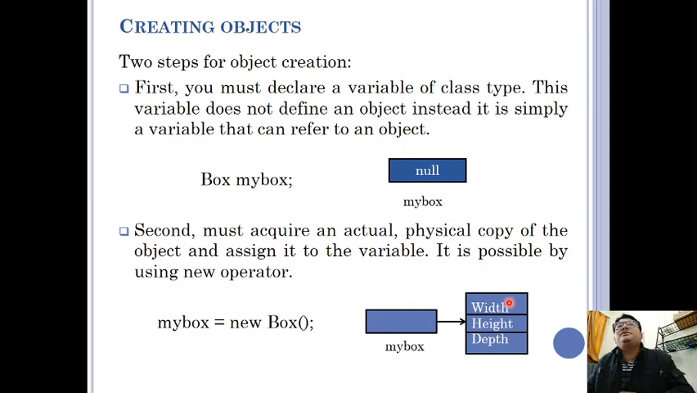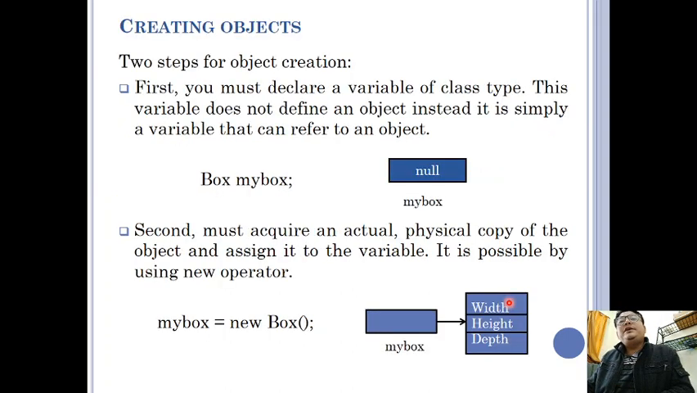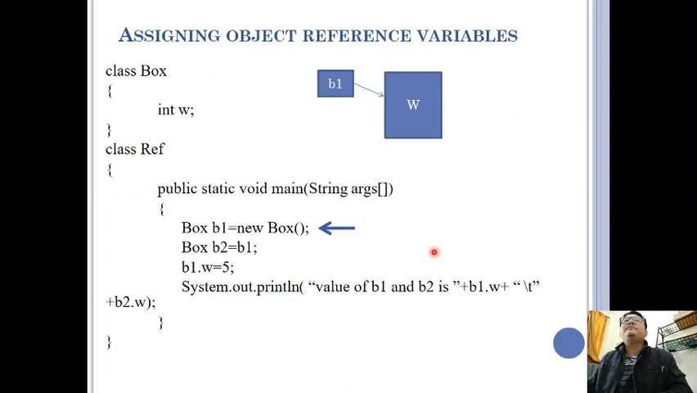So this is the concept of the class and the object. I have made it clear. Next is the new operator. We have basically taken help of the new operator to assign the memory to the data members of the class. So it's the new operator that is responsible for allocating the memory for the data members of the class, or the object. The advantage of this approach is that your program can create as many or as few objects during the runtime, or during the execution.